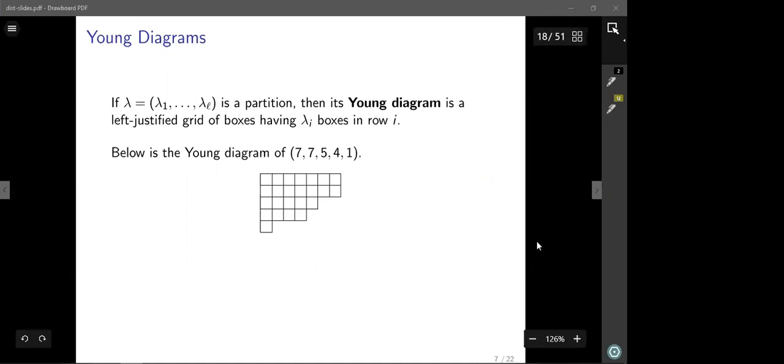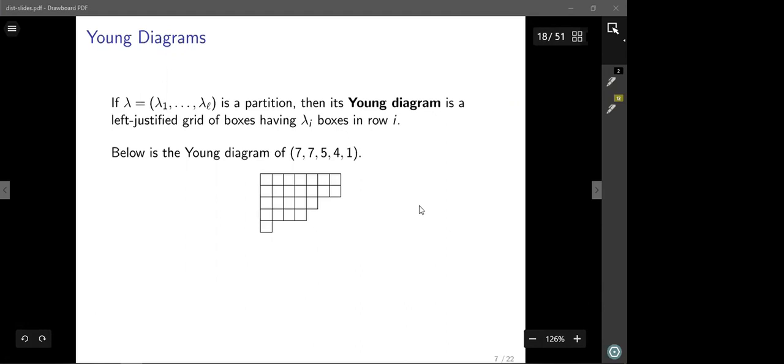We've already talked about what a partition is, lambda 1 up to lambda L. And there's a standard way to draw a picture of it using Young diagrams. You just have a left justified grid of boxes, with lambda i boxes in row i. So for example, if 7, 7, 5, 4, 1 is your partition, I have 7 boxes in the first row, 7 boxes in the second row, 5 boxes in the third row, 4 boxes in the fourth row, and 1 box in the fifth row. They're all lined up on the left.